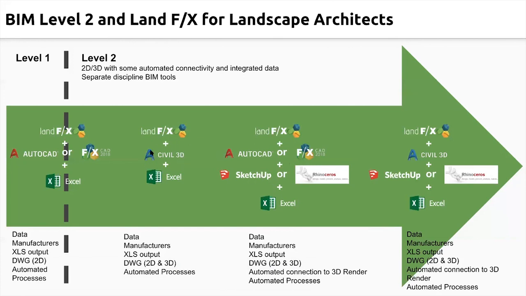This is a little further along because, especially for landscape architects, it becomes extremely difficult to render in Civil 3D, despite all the benefits they'll show you in a few minutes. But that's why over here at the end, as soon as you get Civil 3D, it becomes a lot more powerful, especially when you combine it with a better 3D rendering platform like SketchUp or Rhino. And then you get all the integrated data, the XLS output, the automated connection and all of those automated processes, as well as something that's really important for BIM, which is the connection to manufacturers. Having that integrated data that you can just pull and it's always up to date is really important for the entire BIM process, keeping that connection to basically all disciplines and suppliers.